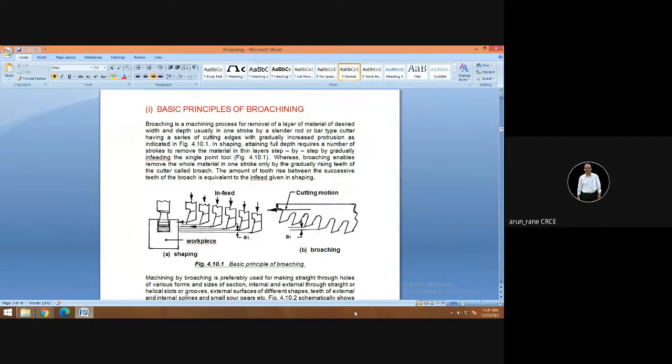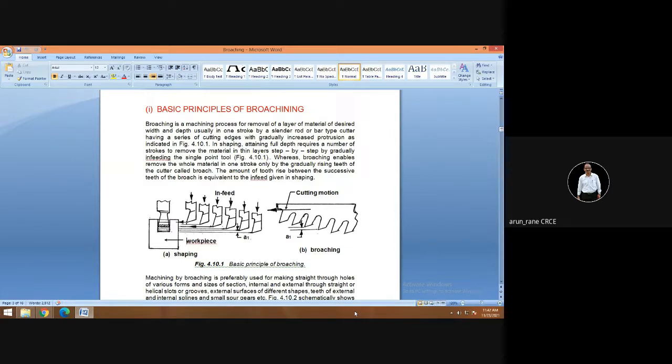And the same piece if I want to broach, the broach is not rotating. Broach doesn't rotate, it just reciprocates. As I told you, it works like a slotting machine. And the cutting speed for broaches is in the range of 7 meters per minute. And your length is 50 mm. So 50 mm divided by 7 meters, so it will come in seconds.